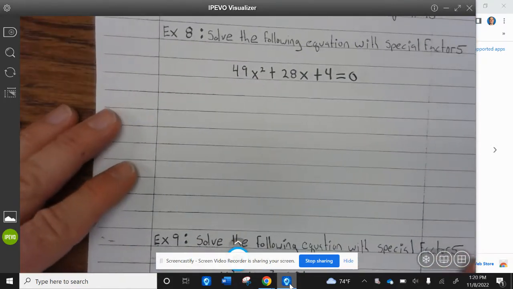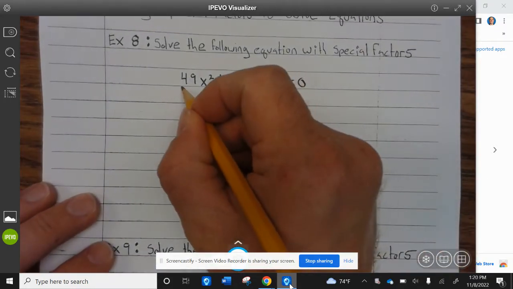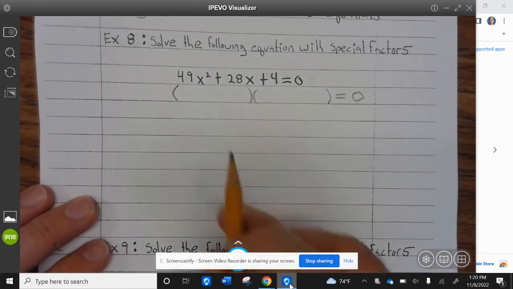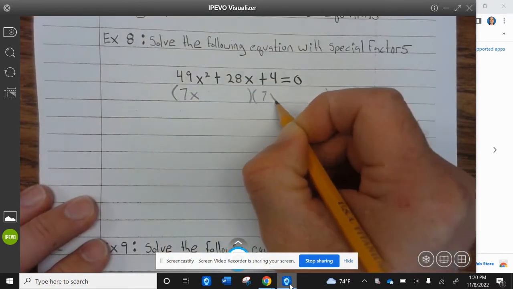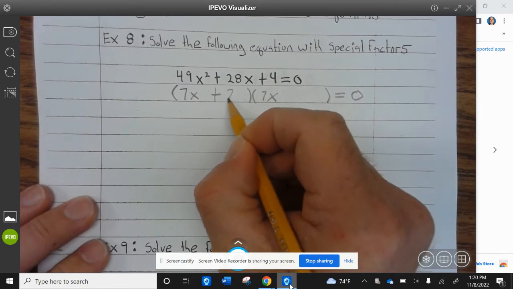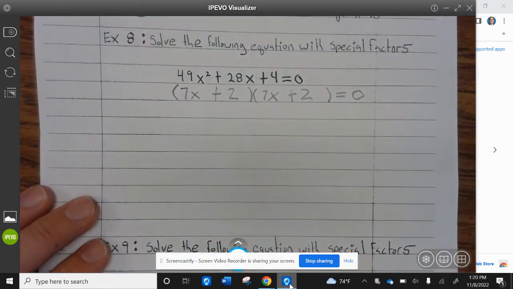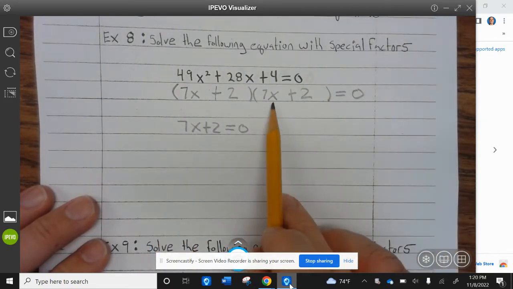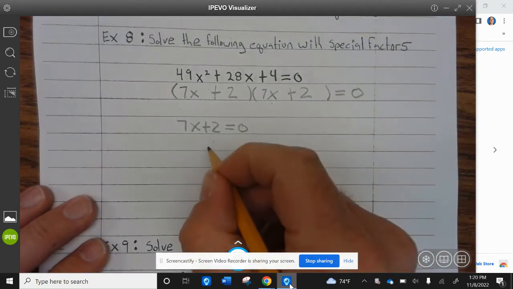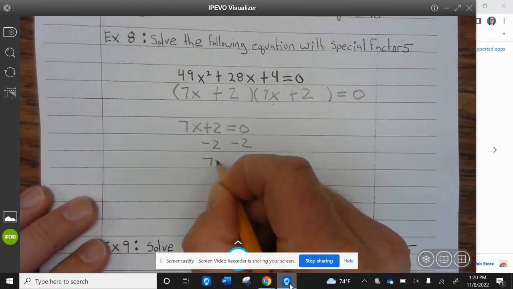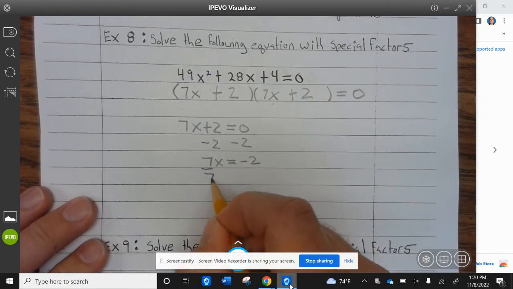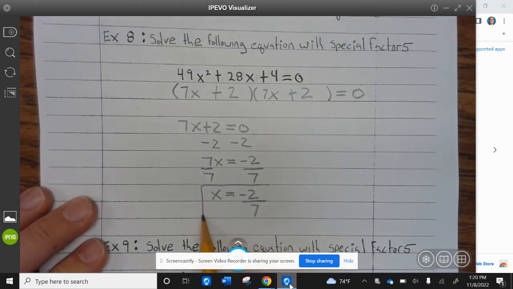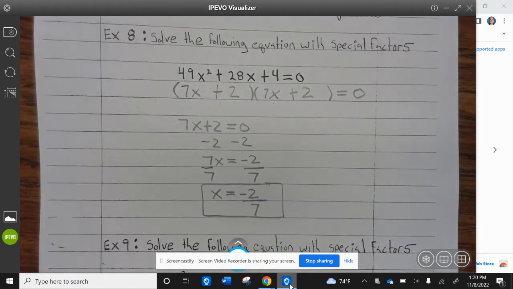All right, example 8. Solve the following equation with special factors. So x squared means 2 parentheses. Now, to get 49, that's 7x and 7x. To get plus 4, that's plus 2, plus 2. So you get 7x plus 2 equal to 0. There's 2 of them, so you only have to set it equal to 0 once. Subtract 2 from both sides. You get 7x equals negative 2. Divide both sides by 7. X equals negative 2 divided by 7. All right, go ahead and finish up example 8.